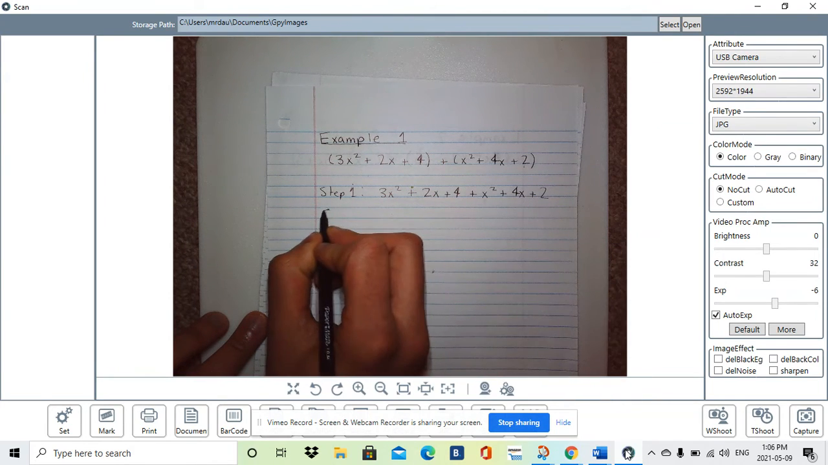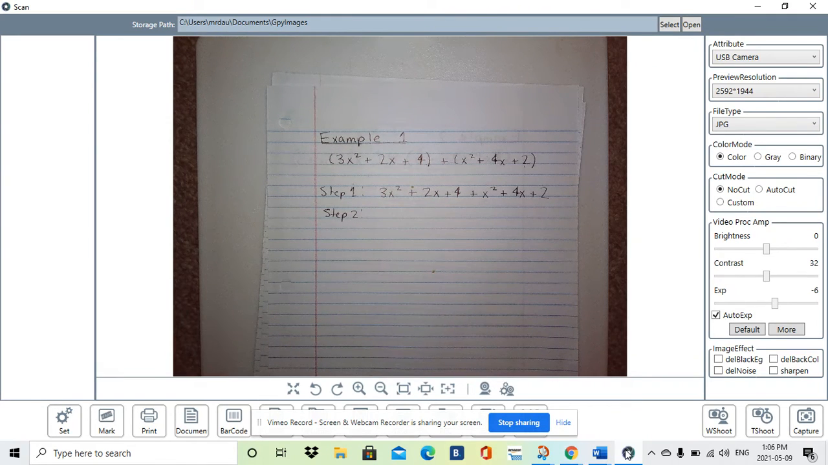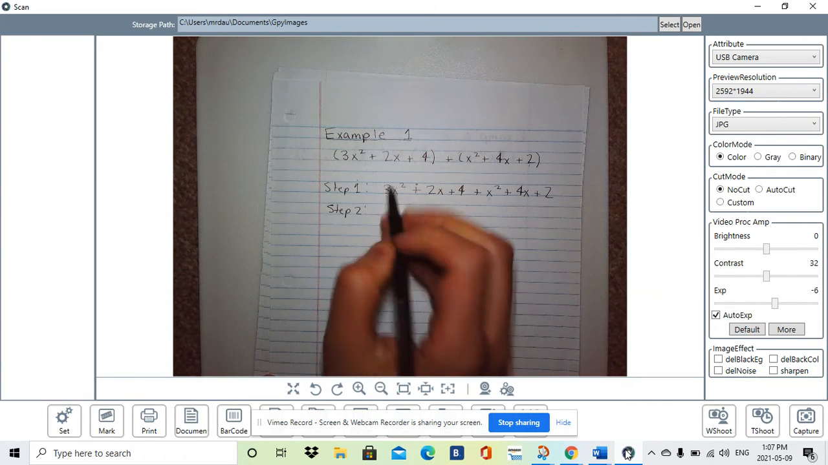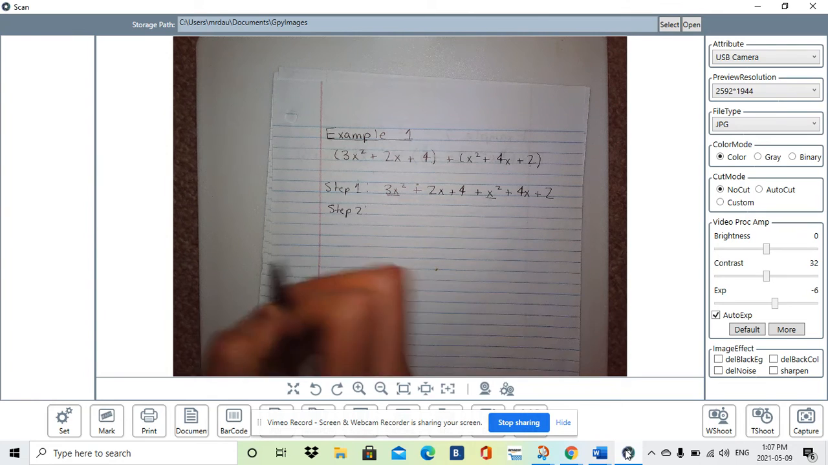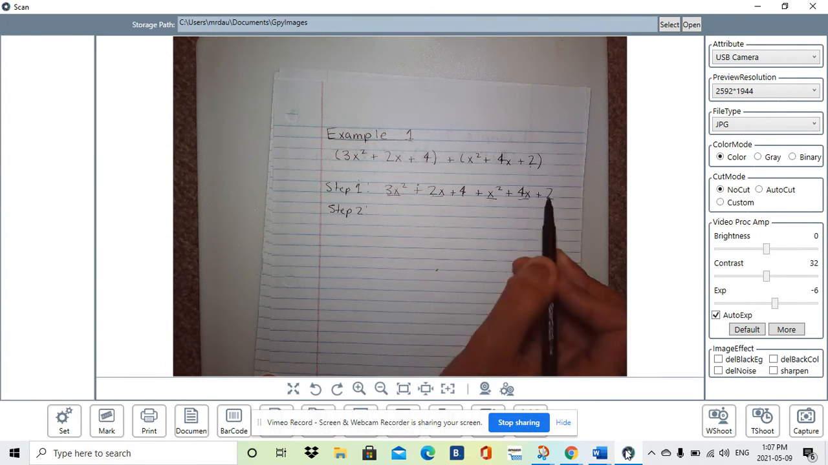Step 2 is we need to collect all the like terms. Remember that like terms are terms that have the same variable raised to the same exponent, but not necessarily the same coefficient. So we've got the variable x raised to the power of 2. A like term for 3x squared would be x squared. So 3x squared and x squared are like terms. Similarly, 2x and 4x are like terms. 4 and 2 are like terms.